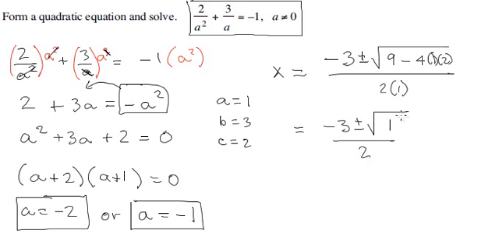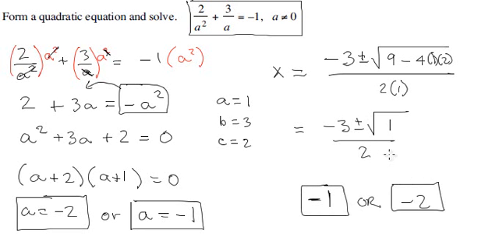Minus 3 plus 1 is -2. Divided by 2 makes -1. Or, if you use the minus, minus 3 minus 1 is -4. Divided by 2 makes -2. Look at that, it worked.